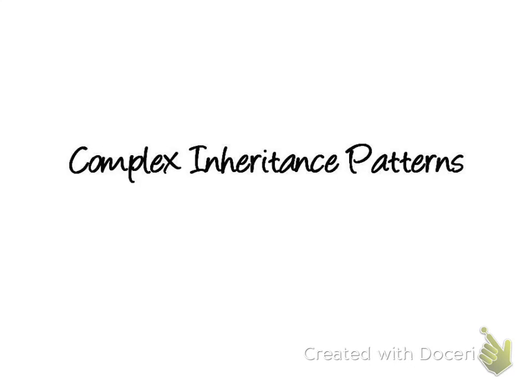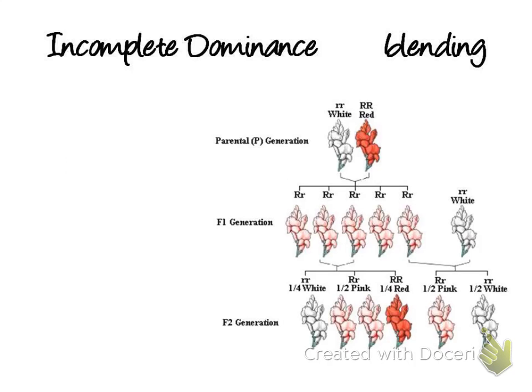All right, we're going to talk about complex inheritance patterns, and this is going to be when things are a little not quite as simple as just dominant or recessive. So first up is incomplete dominance. And with incomplete dominance, you'll get a blending effect. So if you cross red and white snapdragons, the first generation is all pink.